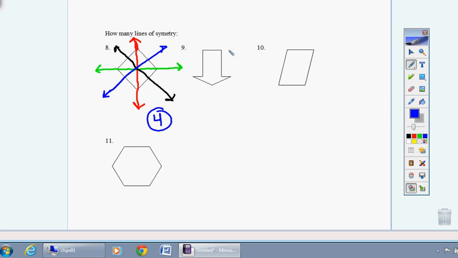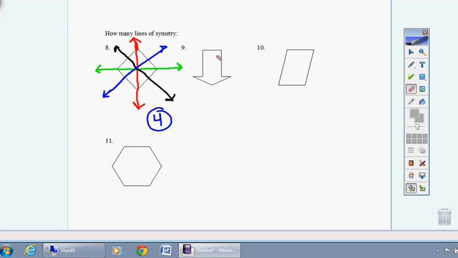Now what about this arrow right here? If I look at this arrow, is this a line of symmetry if I go halfway through there? No, because this side is clearly different than the other side. So the blue line right there is not a line of symmetry.